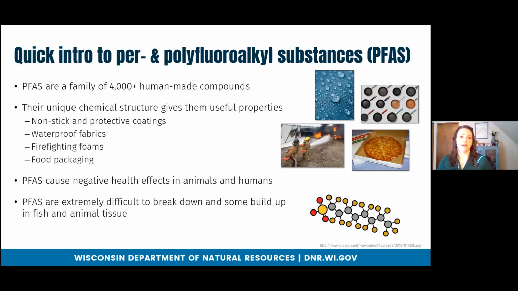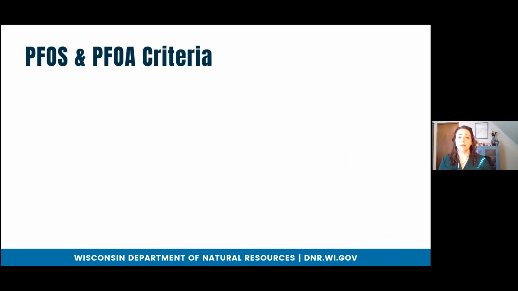And some types of PFAS really build up in fish and animal tissue. And because they don't break down, they've been found everywhere across the world. So they don't really degrade, they just kind of travel all around. There are two types of PFAS that we wanted to develop criteria for, which are called PFOS and PFOA.